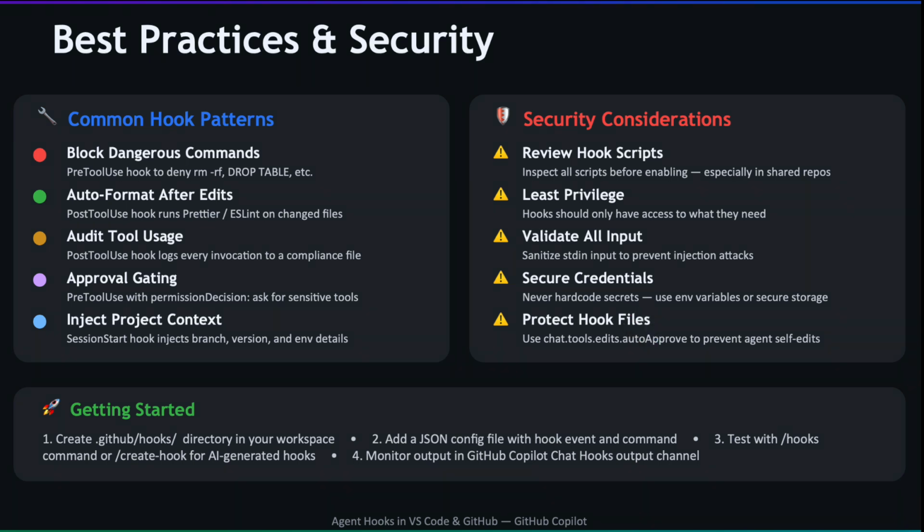So for quickly getting started, you can create hook under .github hooks directory and add a simple JSON configuration to execute one command against any of these 8 events. Test your hooks using simple agent sessions and monitor the outputs.